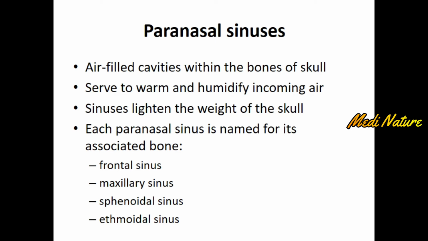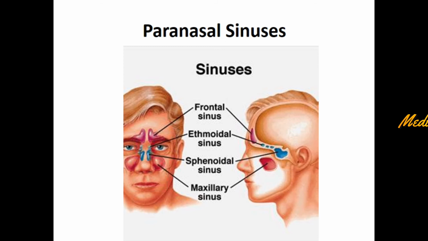There are 4 pairs of paranasal sinuses in each skull. They are called frontal sinus, maxillary sinus, sphenoid sinus, and ethmoidal sinus. So these are the paranasal sinuses in your skull. There are 4 pairs: frontal sinus, ethmoidal sinus, sphenoidal sinus, and maxillary sinus.